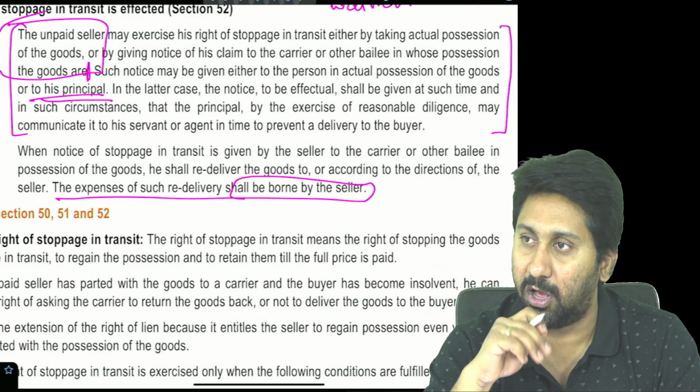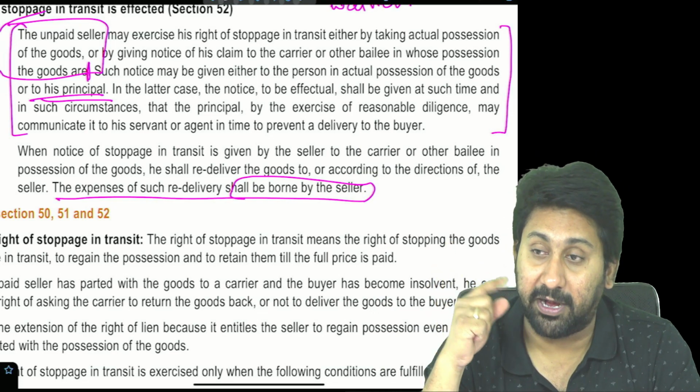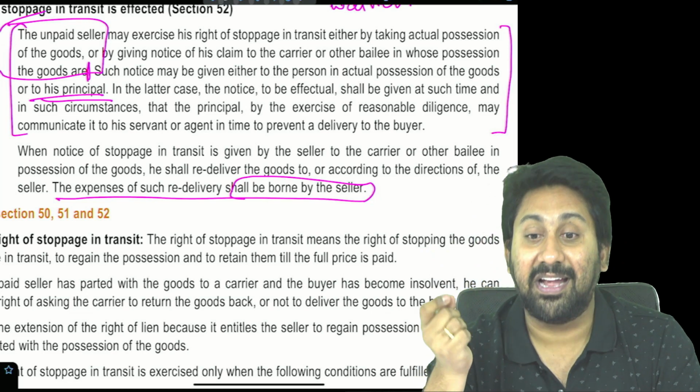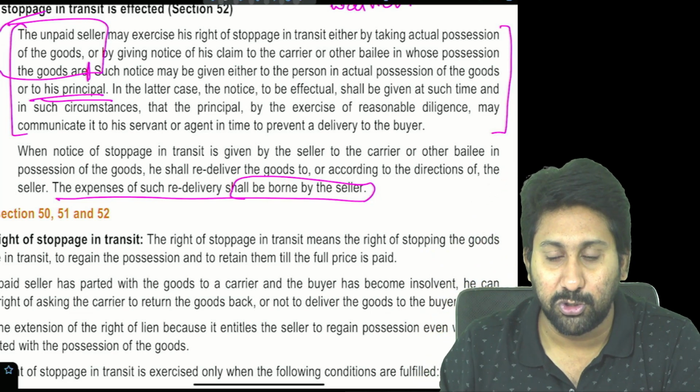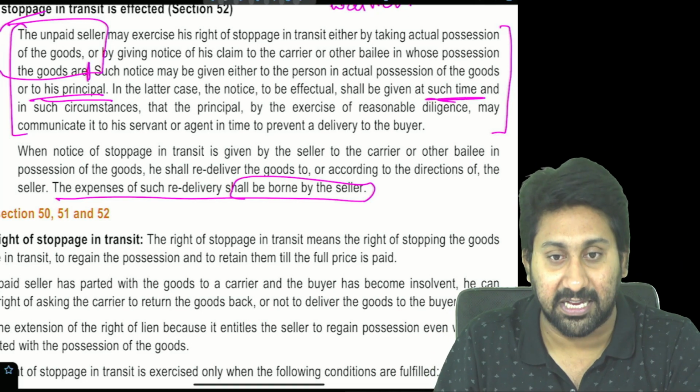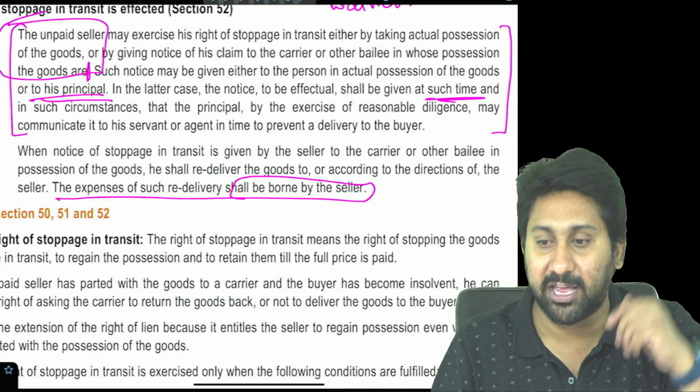That is one point. Or sometimes you can tell directly to the proprietor, sir, please ask your agent to stop the goods. In that case, you should give intimation to the principal in such a time that he should have a chance to communicate to the agent.